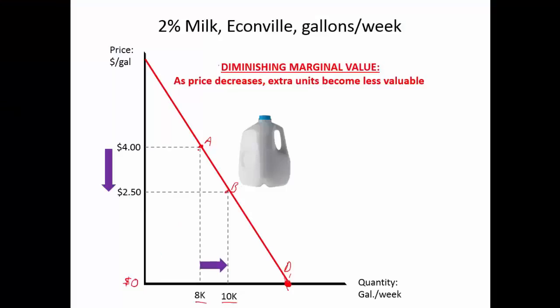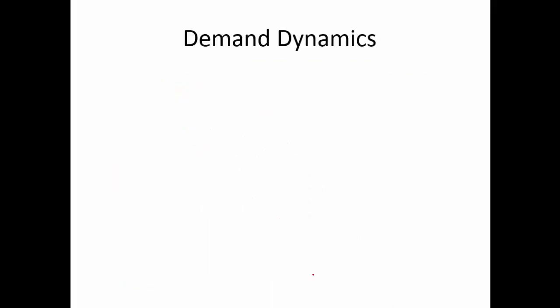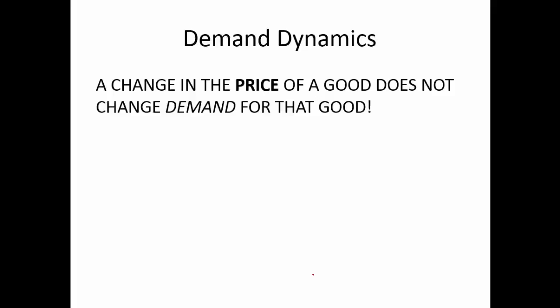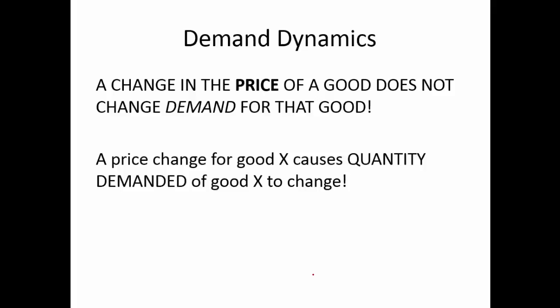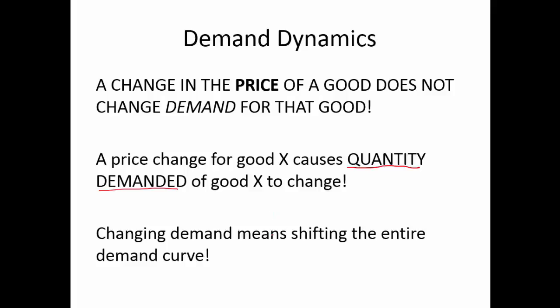As price goes down, quantity increases, but only to a point. Extra units become less and less valuable. Okay, so there's a demand curve in the law of demand. Now let's talk about dynamics. A change in the price of a good does not change demand for that good. Price changes, as we just discussed, the quantity will go up and down along a given demand curve. Price changes, quantity changes. To change the entire demand curve, changing demand, we have to have something other than the price of this good shifting, and that's where we get into what's called determinants of demand.